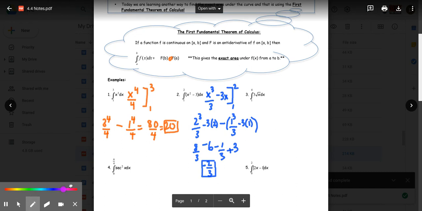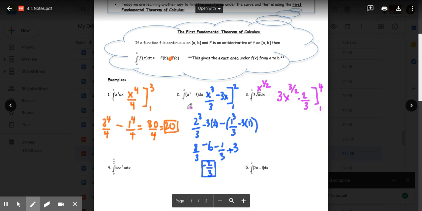All right, next one. Remember, if it's not written as a power, rewrite it as a power first. This is x to the 1/2. So when we integrate, we add 1 to the power. If you add 1 to a half, you get 3/2. Now, because we always divide by the new power when we integrate, instead of dividing by 3/2, we don't divide by fractions, we multiply by the reciprocal. So we're going to be multiplying by 2/3.